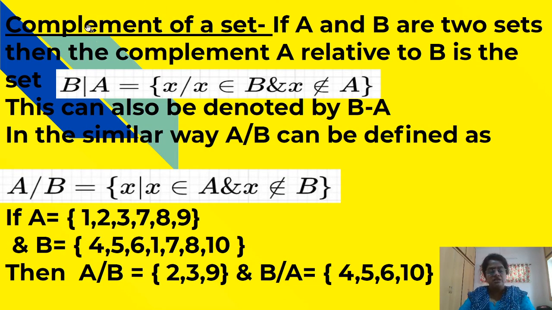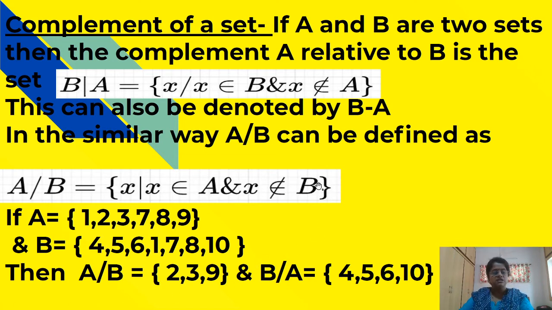Now see what is the definition of complement of a set. If A and B are two sets, then the complement of A relative to B is the set B by A, which is equal to {x such that x belongs to B and x does not belong to A}. This can also be denoted by B minus A. In a similar way, A by B can be defined as A by B is equal to {x such that x belongs to A and x does not belong to B}.